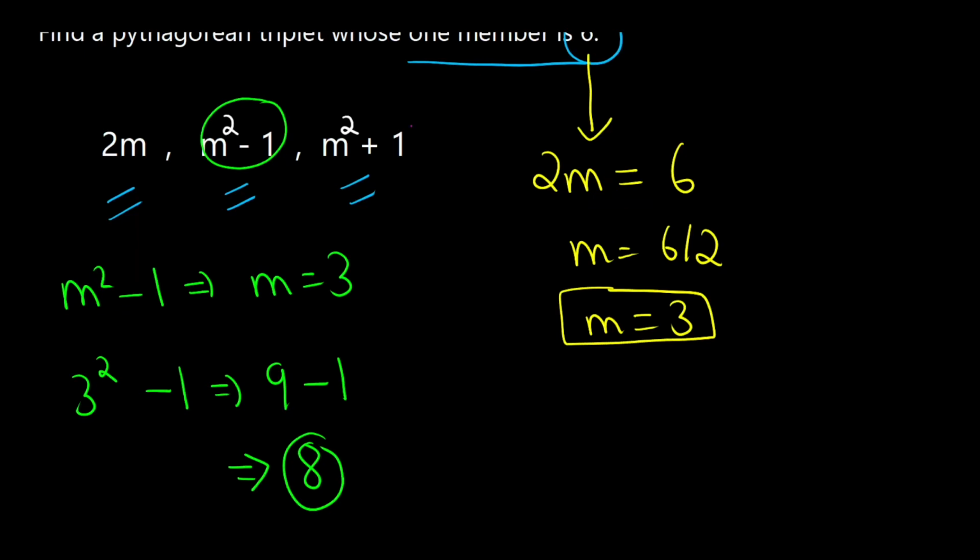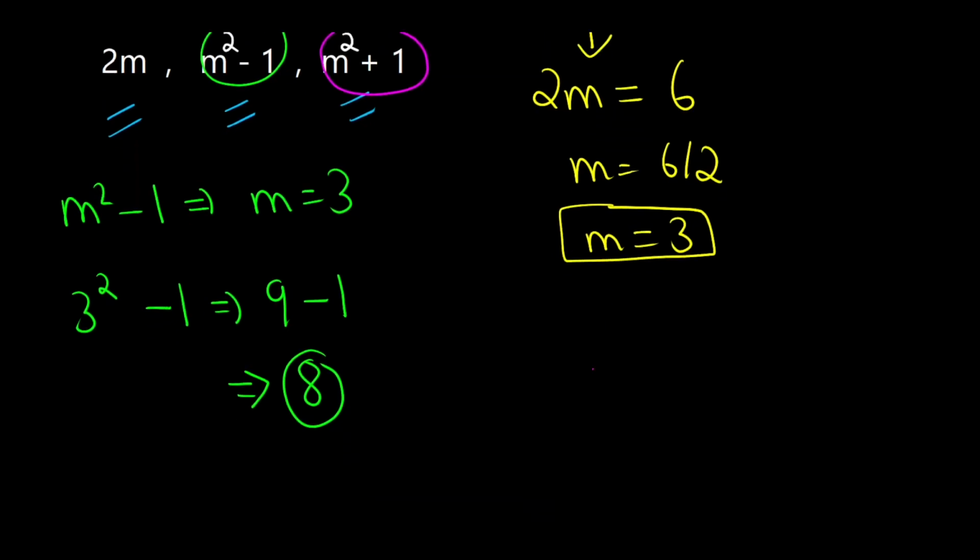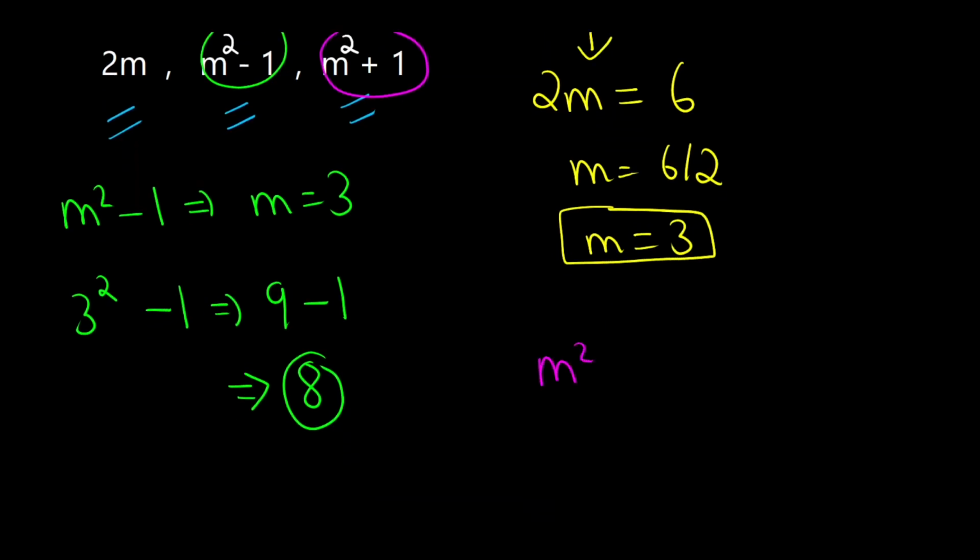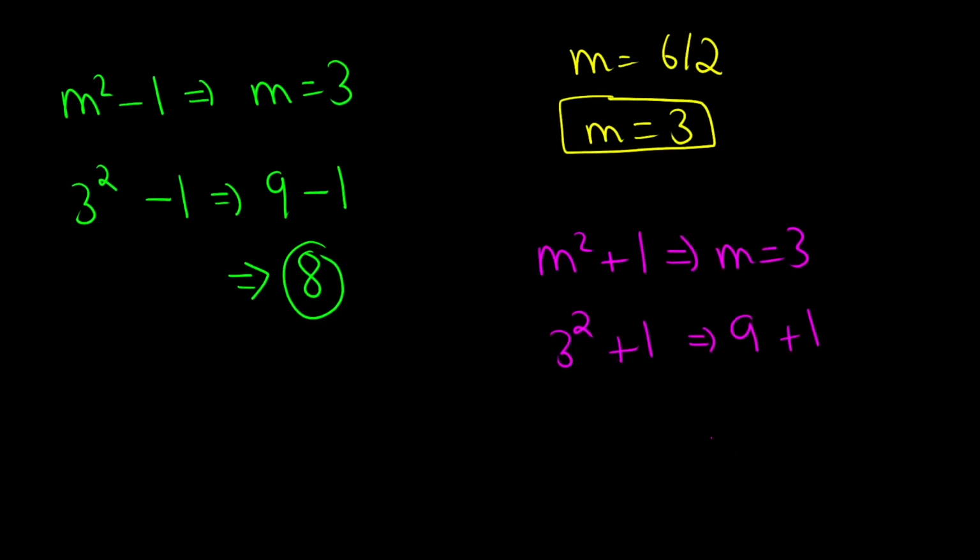And the third thing that I'm going to do is I'm going to pick m square plus 1. So right here m square plus 1. Now I'm going to put m is equal to 3 over here. So this gives me 3 squared plus 1, which is 9 plus 1. And this gives me the answer as 10.